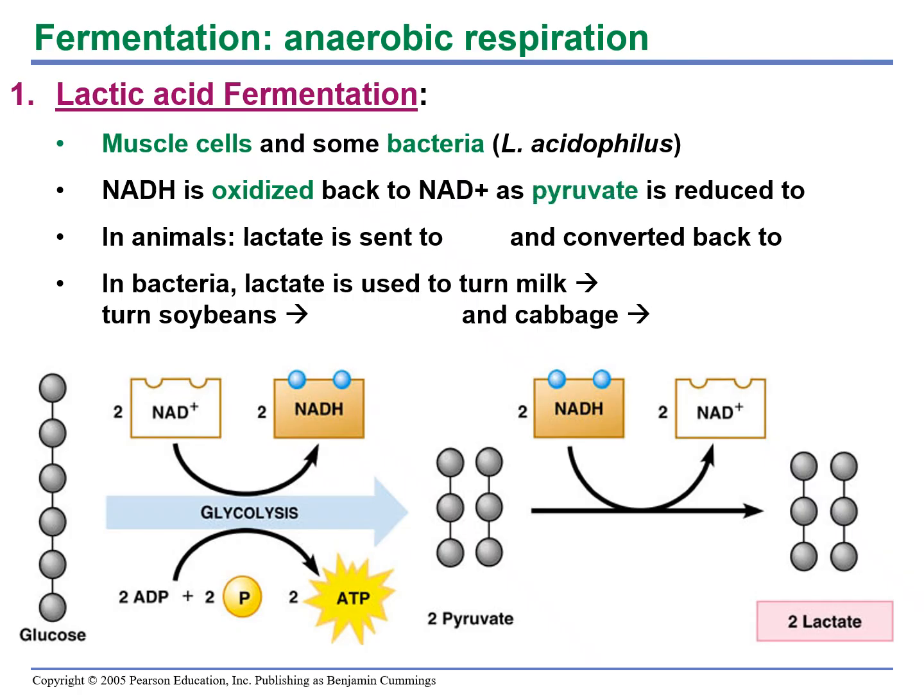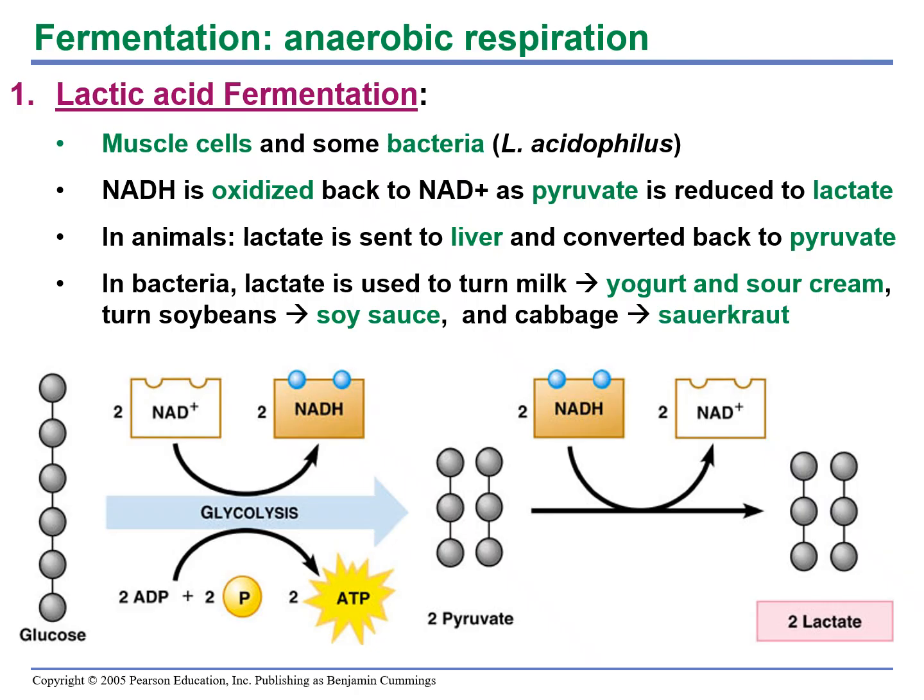In animals, lactate is sent to the liver and is converted back to pyruvate. In bacteria, lactate is used to turn milk into yogurt or sour cream, turn soybeans into soy sauce, and cabbage into sauerkraut. You might actually feel lactic acid build up in your muscles. For example, if you run a long distance and you feel a cramp, that is many times caused by lactic acid formation in your cells.